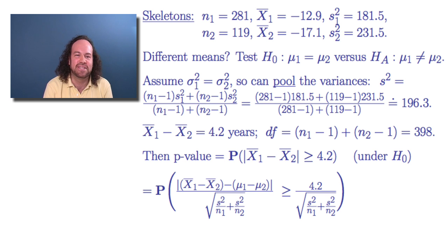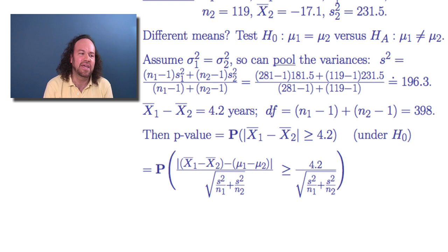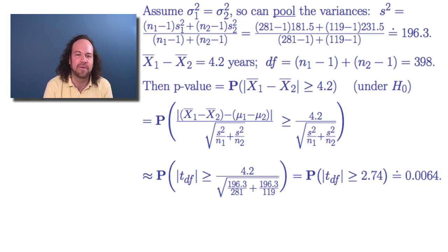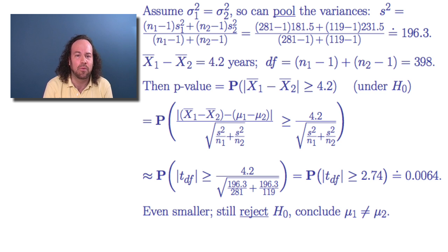But one difference now is instead of using S1 squared and S2 squared, we're using this pooled value S squared everywhere. Then we can continue the calculation, and it's the same as the probability that a t-distribution with our new number of degrees of freedom, namely 398, is bigger than or equal to this number that works out to 2.74, and the probability of that works out to 0.0064. So this is a p-value which is even a little bit smaller than the p-value we got when we didn't make that assumption, when we didn't use the pooled estimate for the variance. And once again, we would probably say that we're going to reject the null hypothesis.